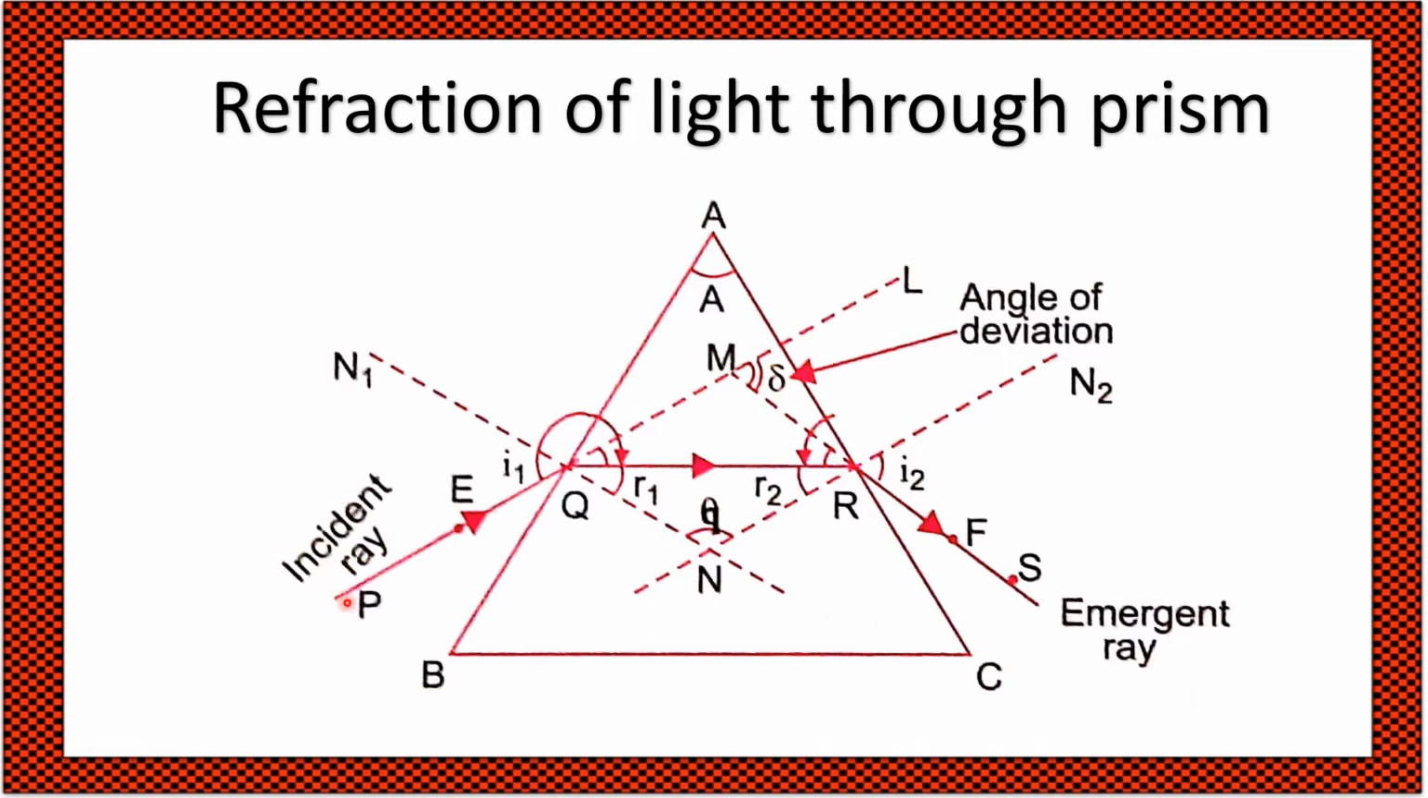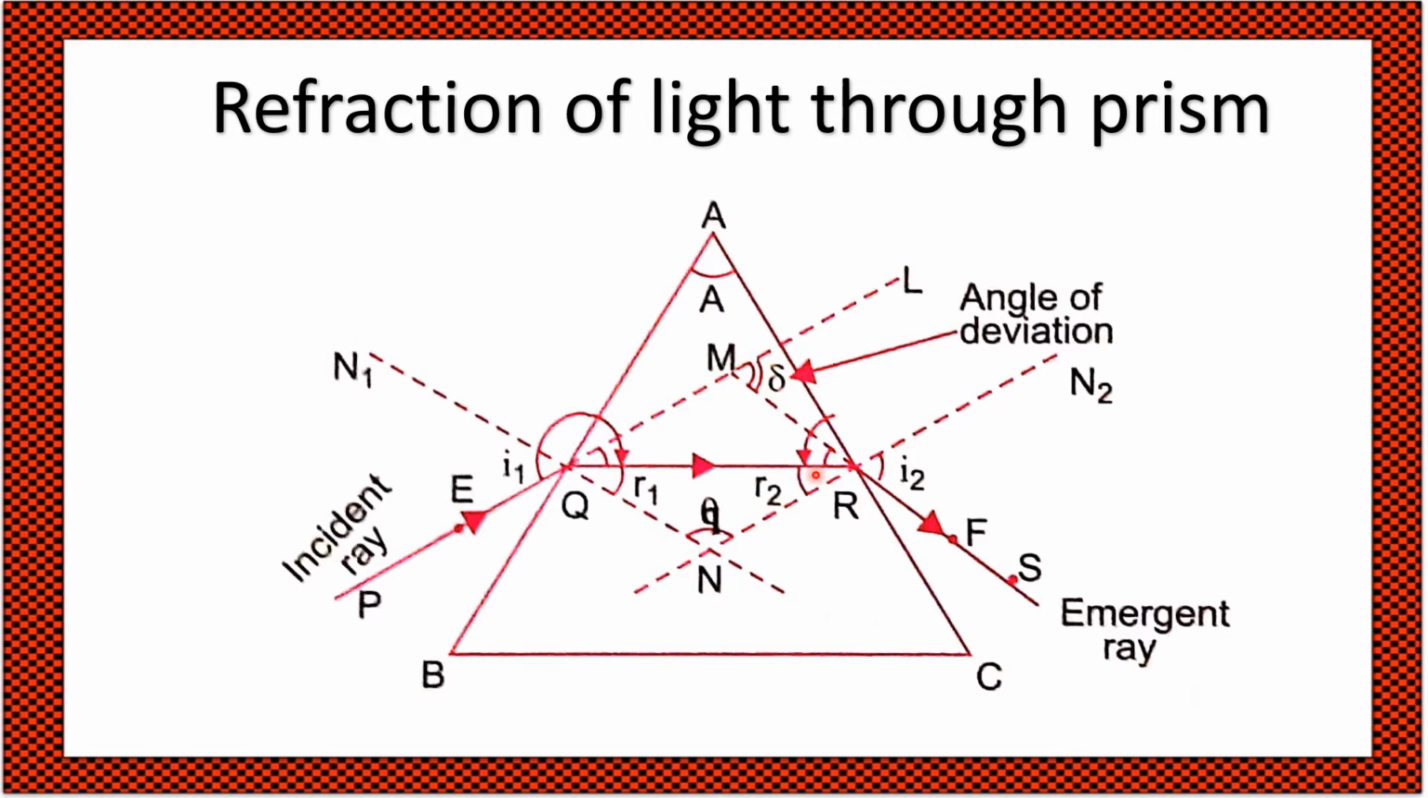So what happens when a monochromatic ray of light PQ is incident on the face AB at an angle of incidence I1? It undergoes refraction because it goes from rarer medium to denser medium. Here you have air and here you have glass. So it suffers refraction at face AB. It bends towards the normal Qn making an angle of refraction equal to R1 and travels along QR inside the prism. Thus QR is the refracted ray.